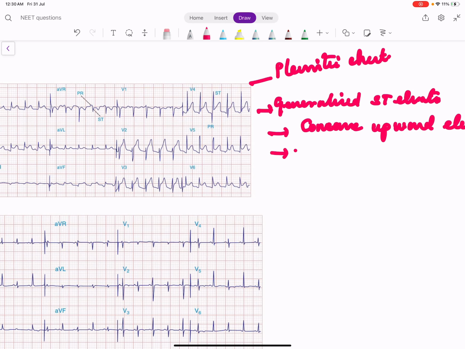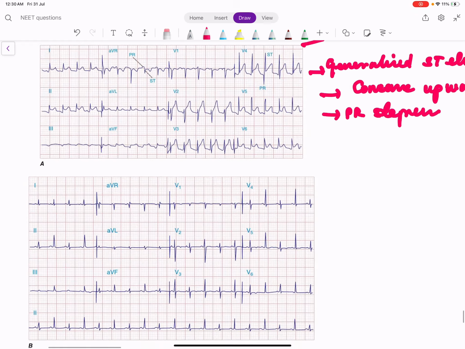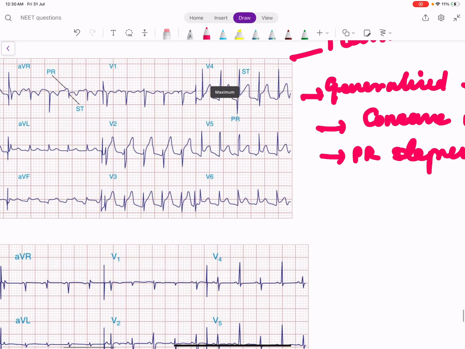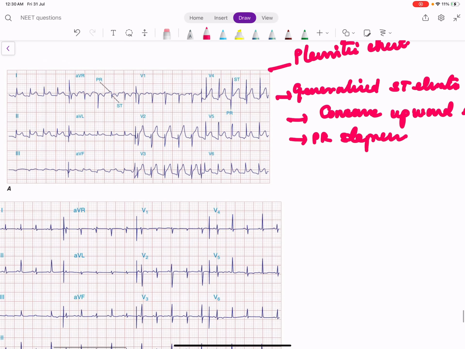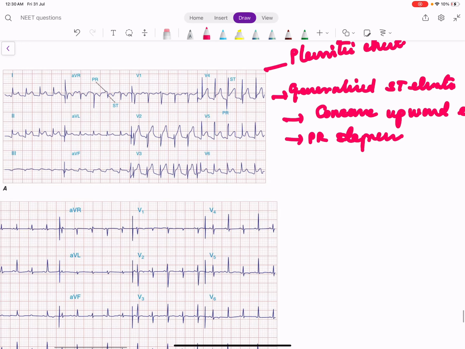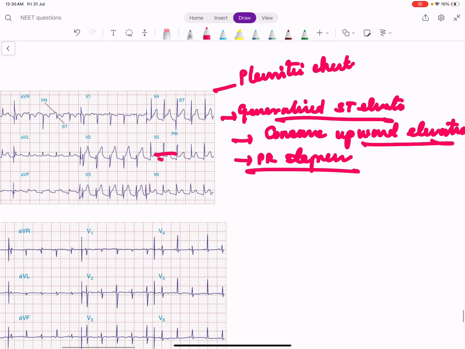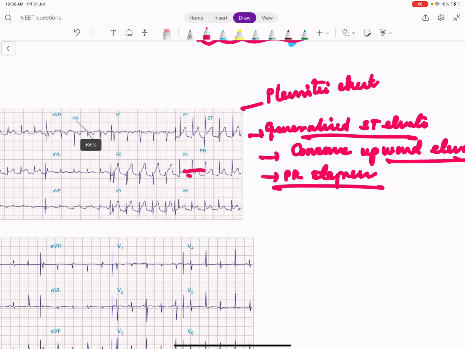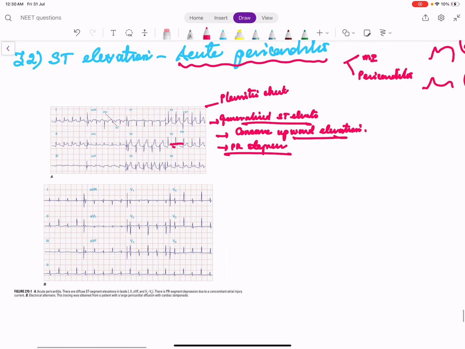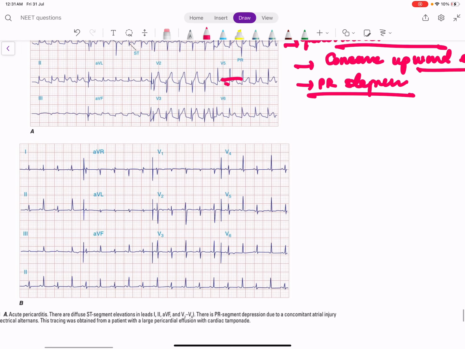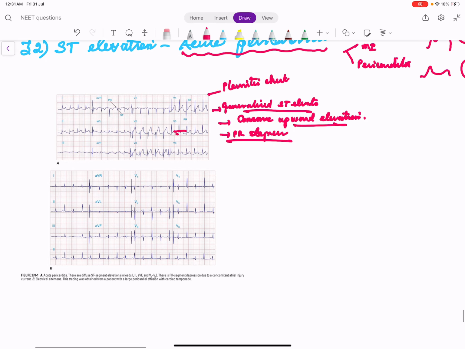And there is also PR segment depression. See here, it's not only ST elevation, the PR is depressed, you can see. So PR depression, generalized ST elevation and a concave upward elevation. This is the triad of acute pericarditis. In the later stage of pericarditis, there may be T wave inversion.